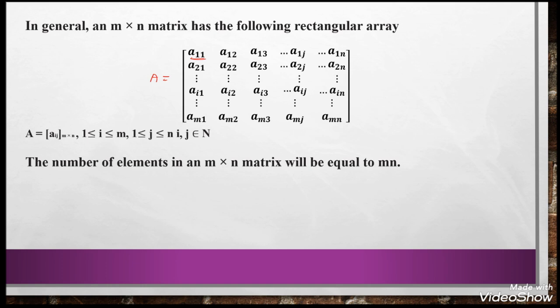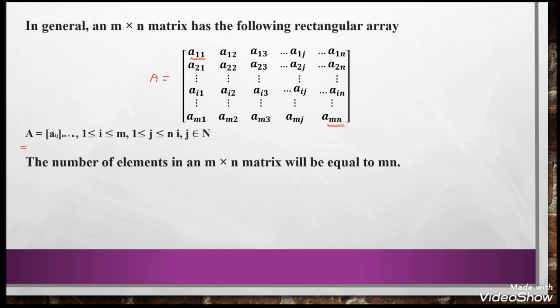Again, a12 is the first row, second column element of A. Similarly, up to the last term, amn, which is the mth row, nth column element of A. In general, we can simply write matrix A equals aij. Here aij indicates the element at position ij of an m cross n matrix.